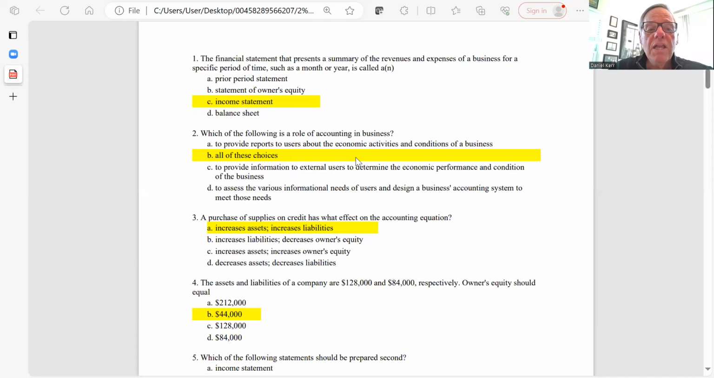Number 2, which of the following is a role of accounting in business? All of those things are roles of accounting in business. So the answer there is B.